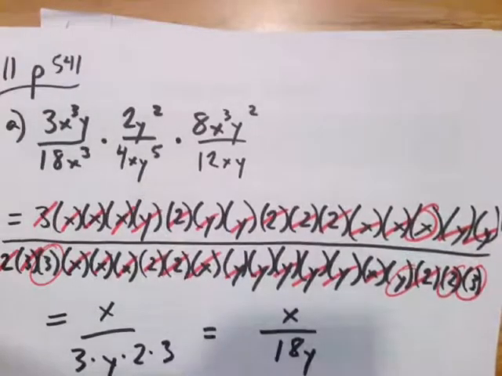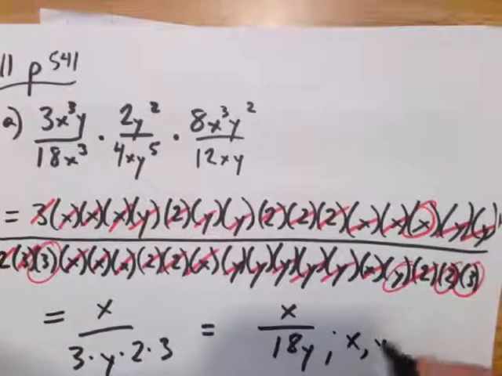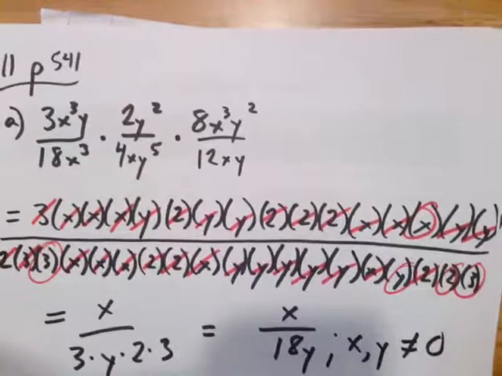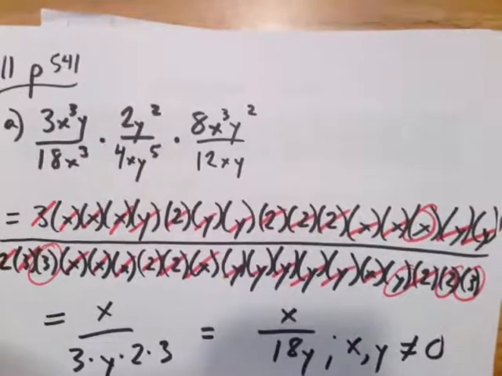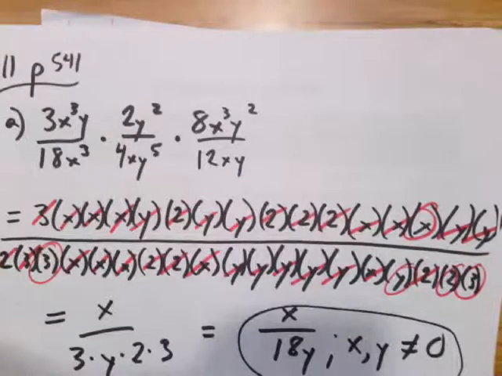I'm going to check my answer on that bad boy. x over 18y, yeah. And then there's just x's and y's on the bottom, so x comma y cannot equal 0. You could put x can't equal 0, y can't equal 0, whatever. There's your answer. Okay, how would I do this shorter?